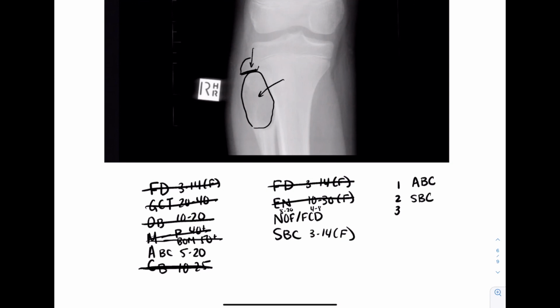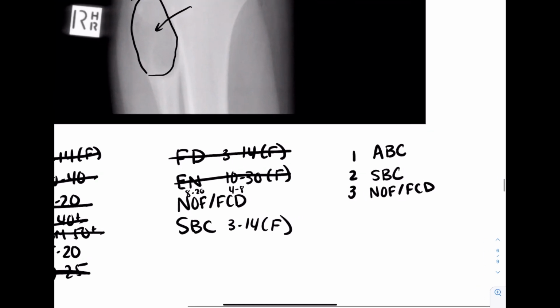Because you could have expansion with an SBC. Not as much as with an ABC, but you can still have bony expansion. And then my last one would be NOF or FCD. Because I don't know the age, I can't put a single one. But if they're less than 8 years old, then I'm putting FCD, and if they're greater than 8 years old, I'm putting NOF. So there is my DDX.